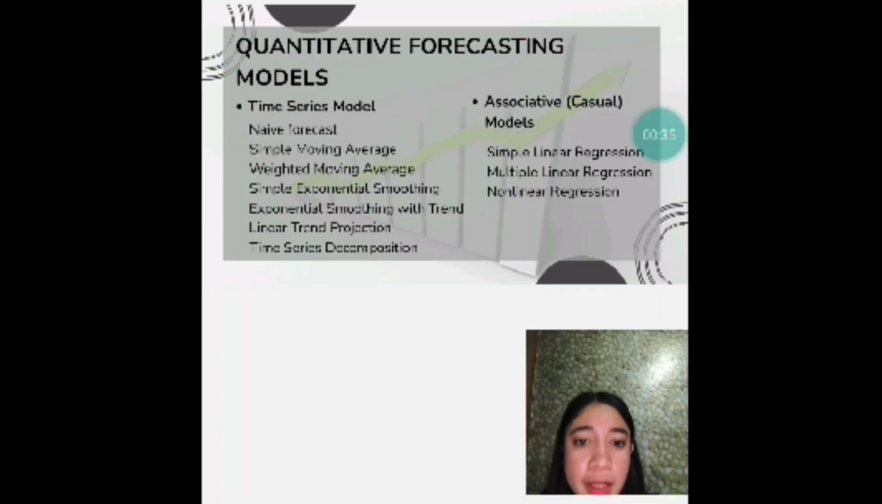So, when we say associative or causal models, it predicts the future based on factors that cause change. For example, first is simple linear regression, multiple linear regression, and non-linear regression. So, those models are used with different approaches to forecast future outcomes, either by looking at past trends or by considering related factors.